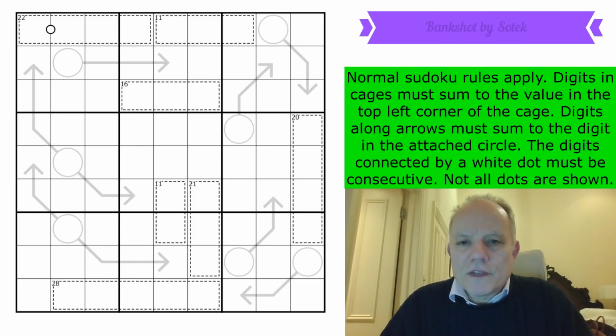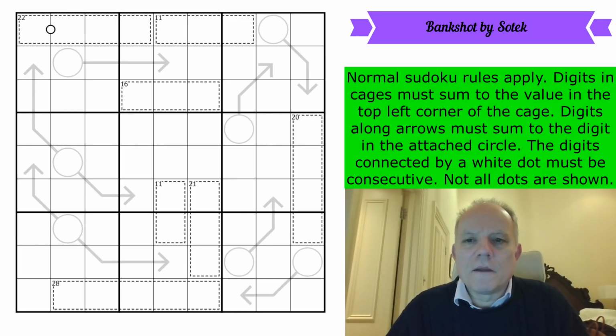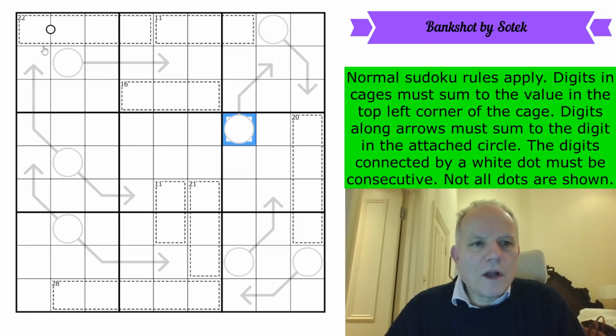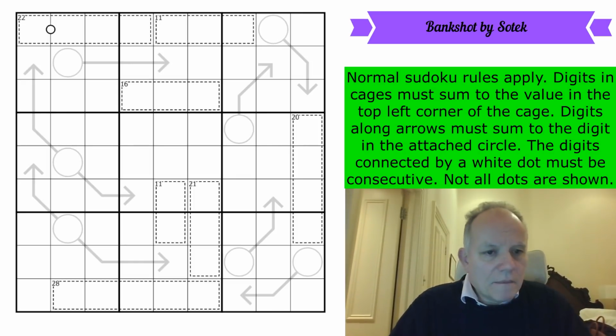The puzzle is called Bank Shot. Now, the rules. Normal Sudoku rules apply. This is by Sotek, who's often done brilliant puzzles before, keen follower of the channel. Digits in cages must sum to the value in the top left corner of the cage, so these 4 digits add up to 20. Digits along arrows must sum to the digit in the attached circle, and the digits connected by a white dot, there is only one such, must be consecutive. So we could have 5 and 6 there, for instance. Not all dots are shown. So those are the rules. Obviously we have normal Sudoku rules to help us as well, but it looks interesting.